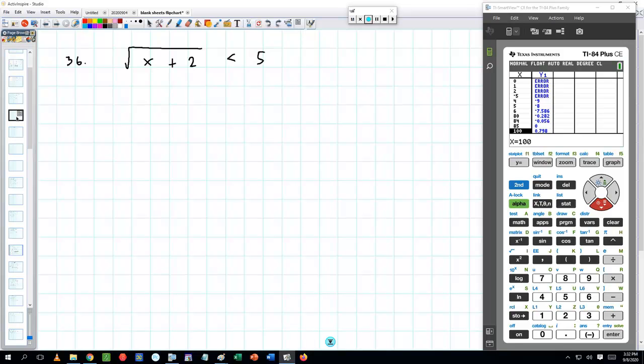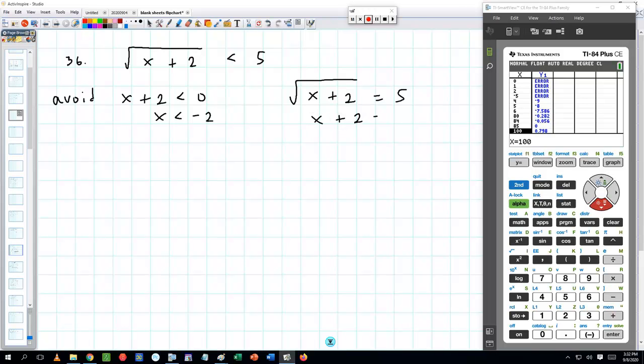Number 36, we have a radical. We have to avoid a certain area. X plus 2 is less than 0 must be avoided. X less than -2 must be avoided. For the rest of the critical points, solve it. Not with the inequality, but with an equal sign. Square the two sides. Subtract the 2.